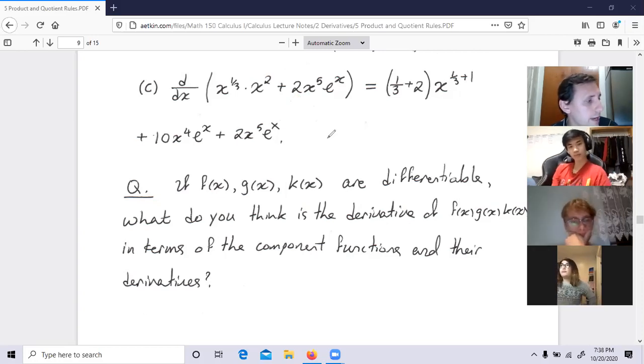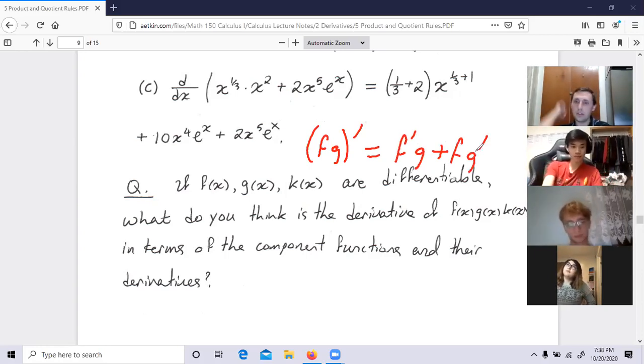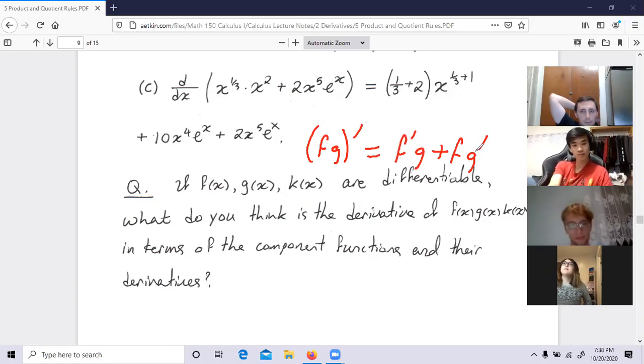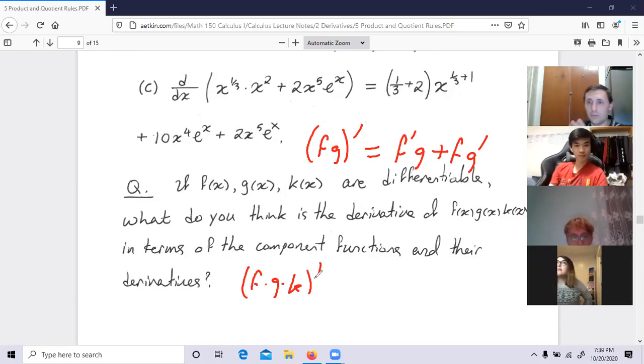If I have f times g, the formula is f prime g plus f g prime, yes? That's the formula for the derivative of a product. Now, what do you think is the formula if I have the derivative of f, g, and k? What would that be if you have three functions there?